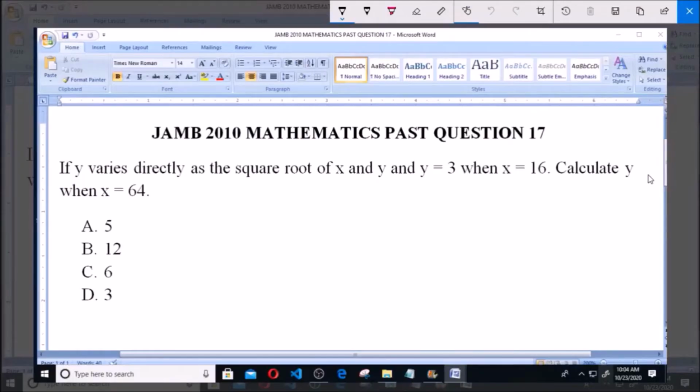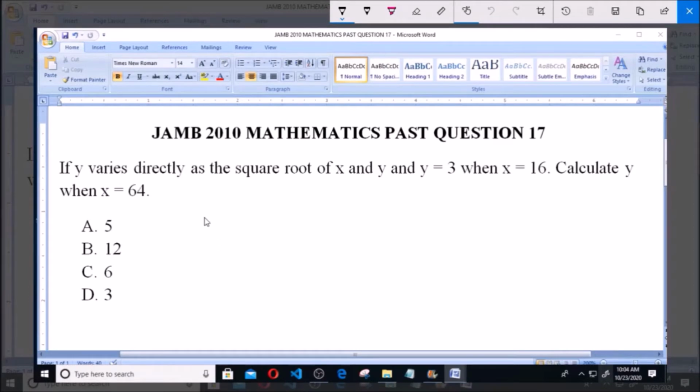Hello, good day and welcome. I'll be answering JAMB 2010 Mathematics Past Question 17. If y varies directly as the square root of x, and y equals 3 when x equals 16, calculate y when x equals 64.